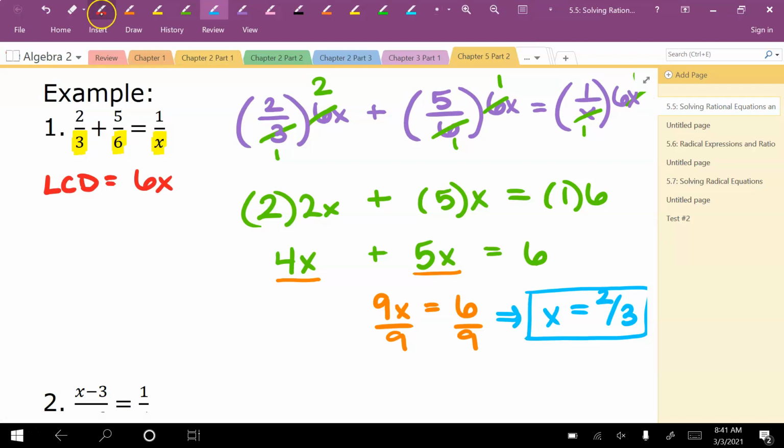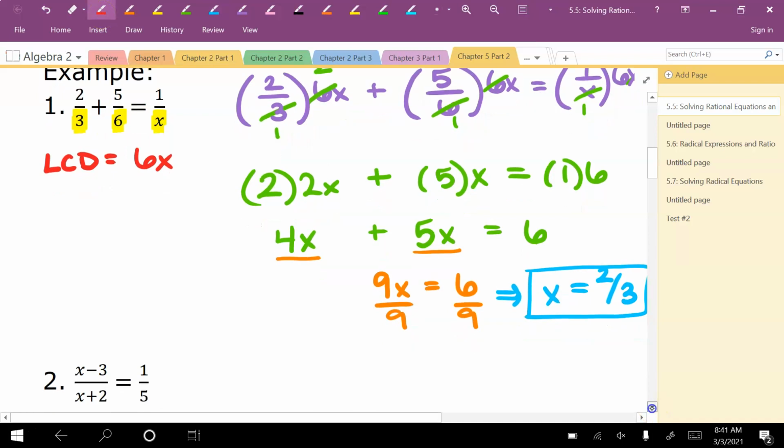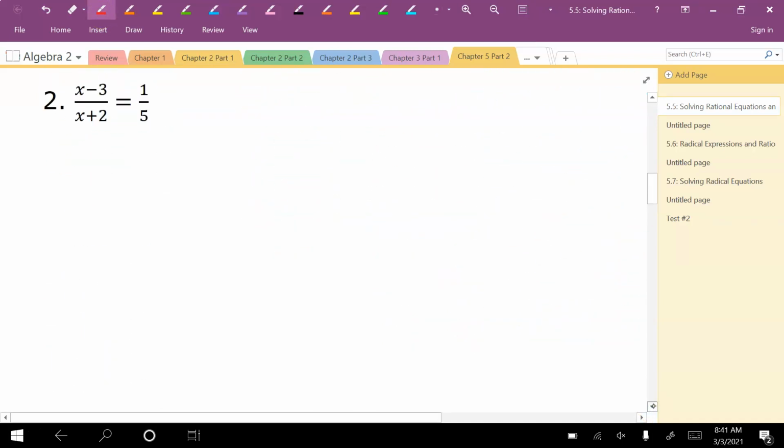Okay, let's take a look at the second one here. For this one, we have x minus 3 over x plus 2 equals 1 over 5. So my denominators are an x plus 2 and a 5. What would be the least common denominator then for this problem? Good. So what I'm going to do is just leave it 5 times x plus 2, because it's going to make my simplifying a little bit easier if I keep them separated.